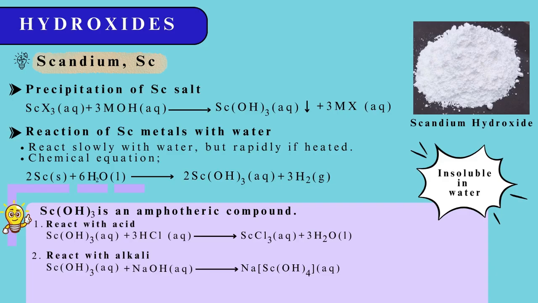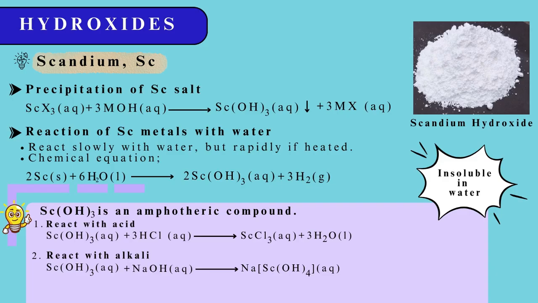Number 2, scandium hydroxide can be prepared by the reaction of scandium metal with water. Scandium will react slowly with water but rapidly if heated. So here is the chemical equation. Scandium reacting with water will form scandium hydroxide plus hydrogen gas.